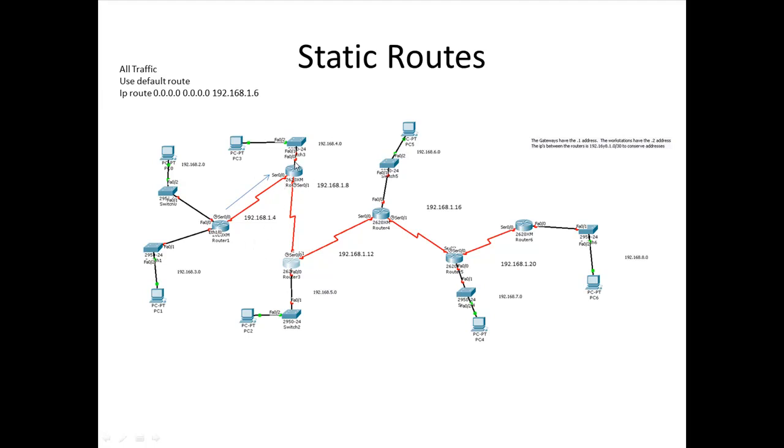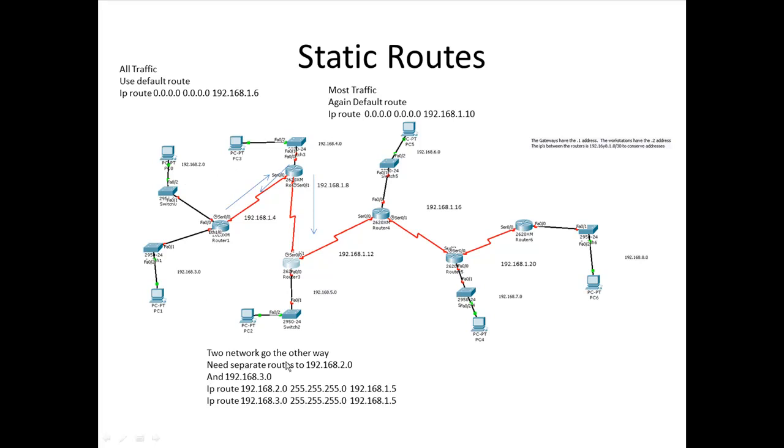192.168.1.6. If we then go to router 2, most of the traffic goes out of the 0/0/1 to 0/0/1 on router 3. So we can use a default route, IP route 0.0.0.0 with a subnet mask of 0.0.0.0 goes to 192.168.1.10 of this interface down here. But we have two exceptions back here, the 2.0 and the 3.0 networks. So two networks go in the other direction.